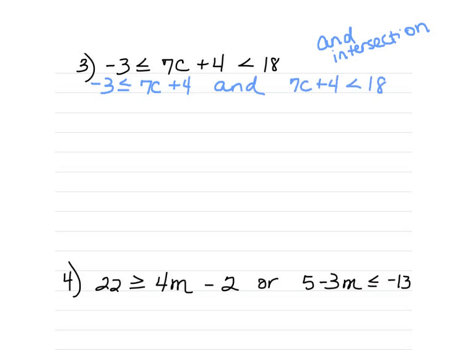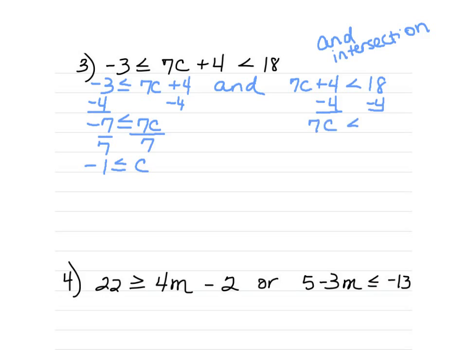And we're going to solve for c. Okay, so subtract 4 from both sides. Negative 7 is less than or equal to 7c. Let's divide by 7 on both sides. And we know that negative 1 is less than or equal to c. Right here we have to subtract 4 on both sides. We have 7c is less than 14. And divide by 7 on both sides. And we have c is less than 2.